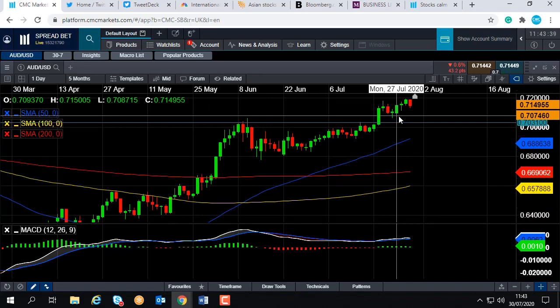Also, if you are going to be trading the Australian dollar, US dollar, or any US dollar crosses, keep in mind that today at 13:30 British Summer Time, we have the US advanced GDP reading for the second quarter, and we also have the US jobless claims.